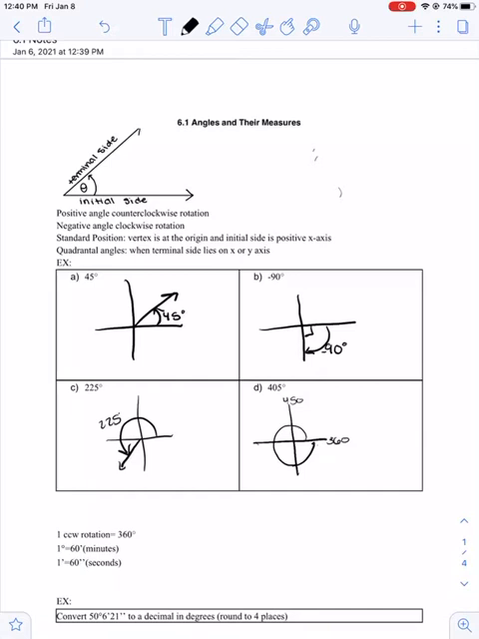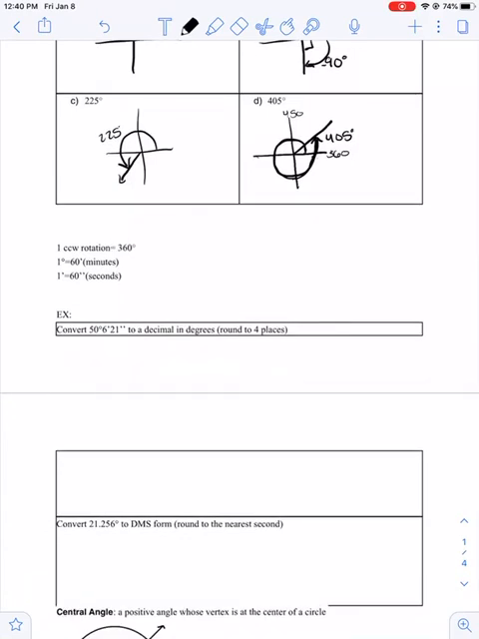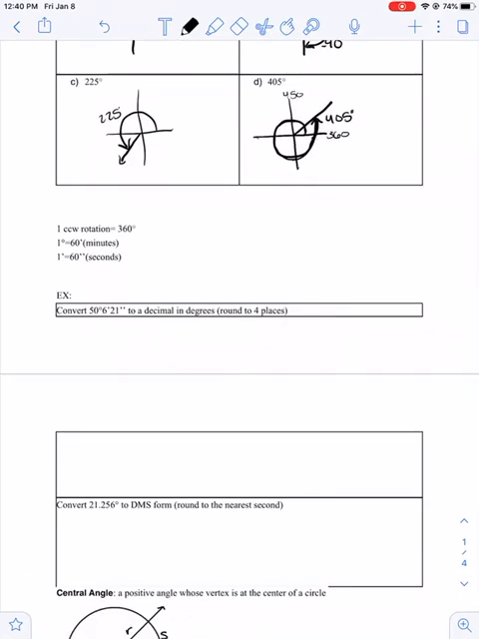So let's do 405 minus 360, because then we'll know how much above we need to go. 45 degrees. So we need to go 45 more degrees. Keep continuing that line. And that is 405 degrees. So you have to include that you circled all the way around and more. So that's 405 degrees.